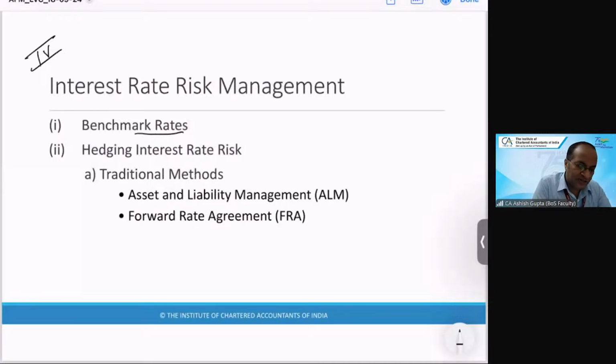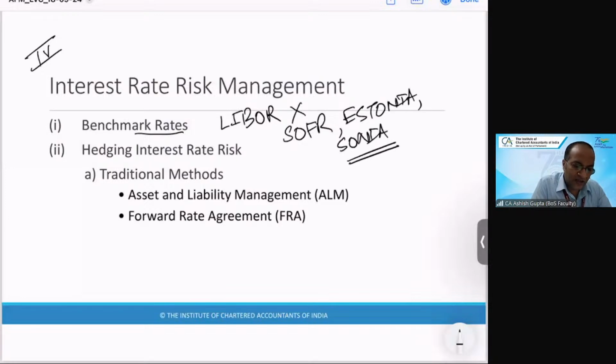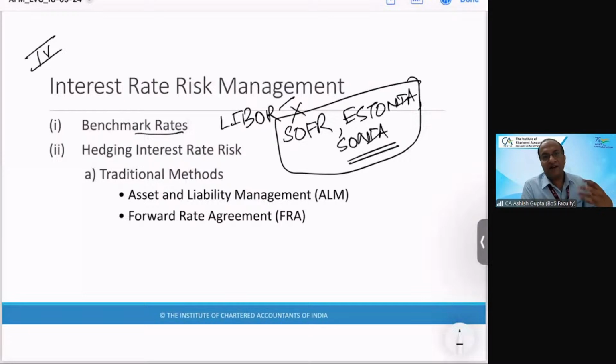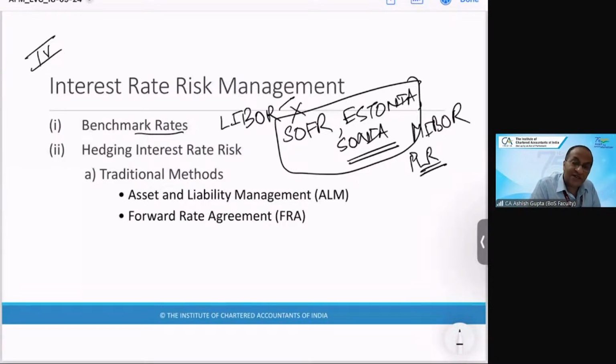Even so, you must have heard the term LIBOR, but please remember it is no more in existence. In the replacement of that, there is SOFR. Then Estonia, Sonia. There are some such rates now. LIBOR has been replaced. So these are benchmark rates. Even in India, generally we use the MIBOR. Prime lending rate as well. So all these terms are benchmark rates.